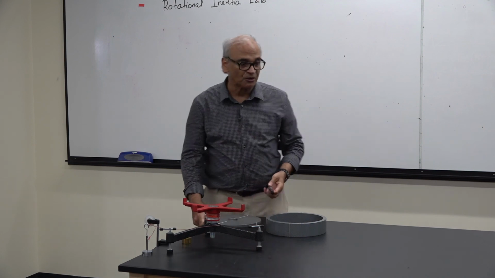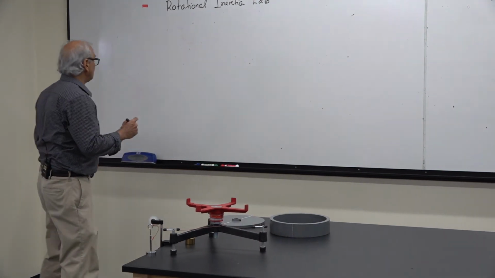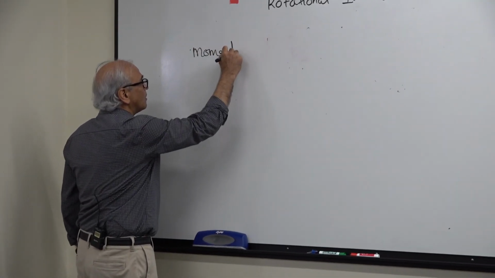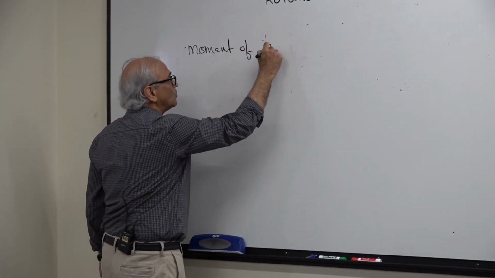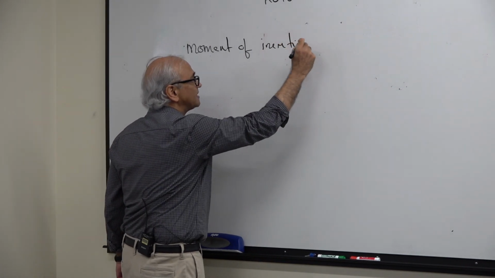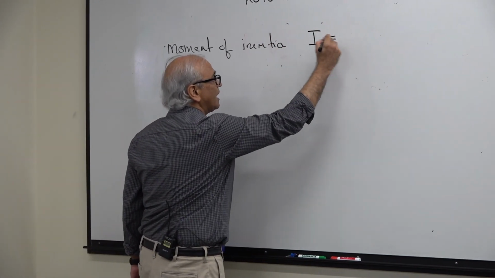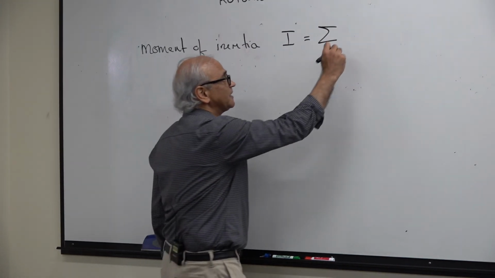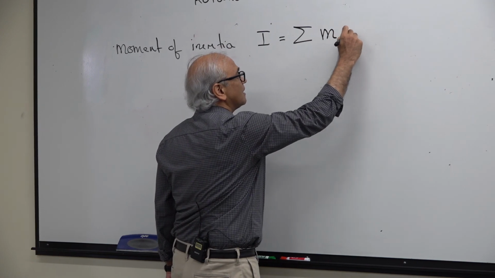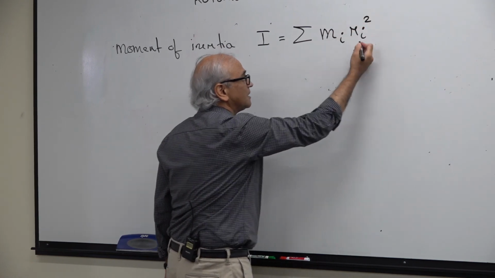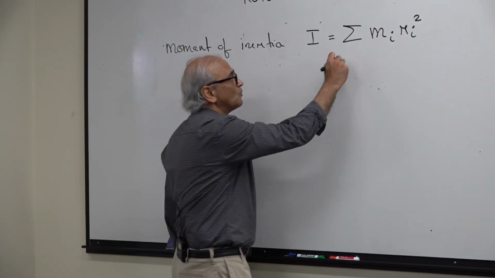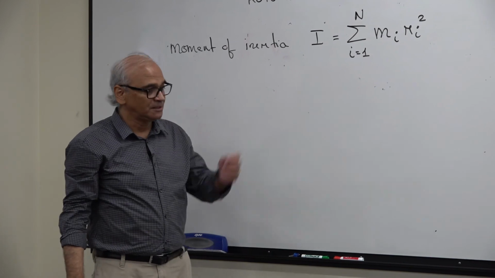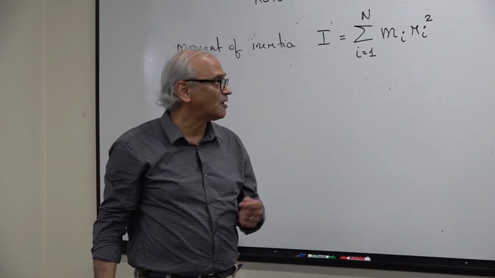All right, so a couple of things. First of all, moment of inertia. We are going to designate it with the letter I. The definition of it is basically mass times r squared, m_i r_i squared, summed over i from 1 to n, where n can be the number of particles that make up an object.